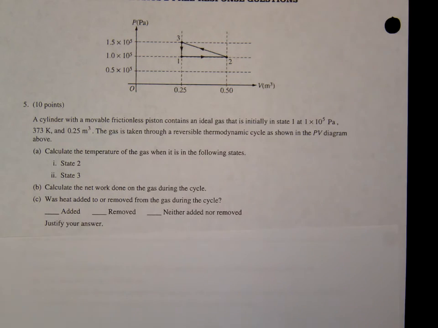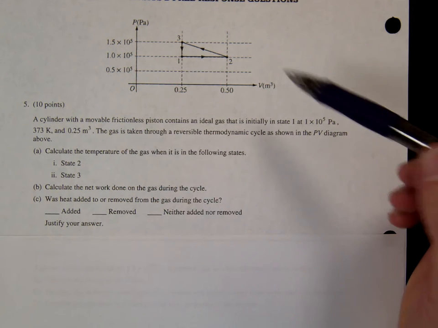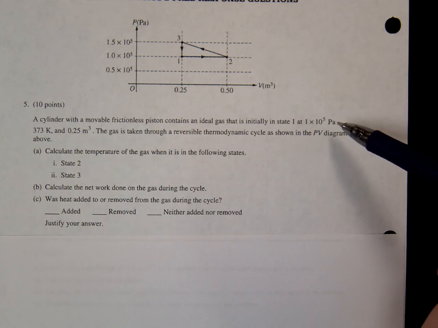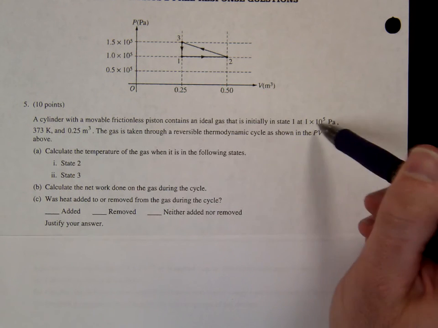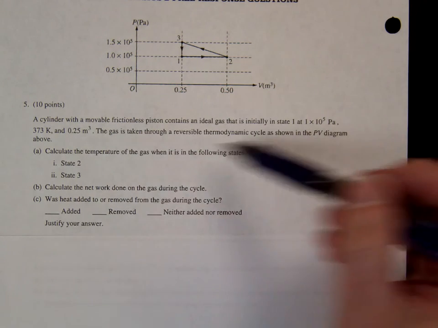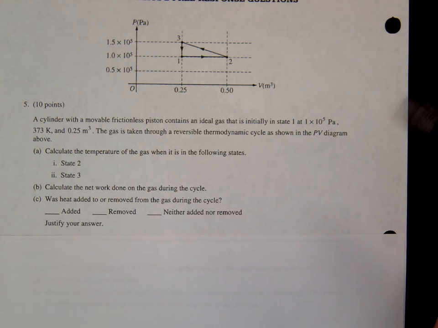Okay, let's go over this one. This is 2006, question number 5. PV diagram. As you're going through these, you should really mark things up, okay? This is telling you the pressures, the temperatures, and the volume, right? Find the temperature of the gas at state 2.